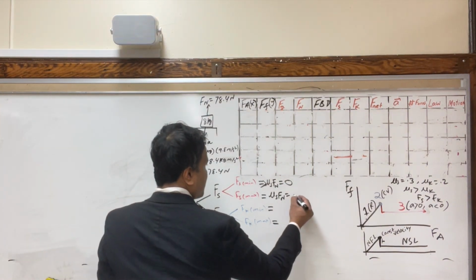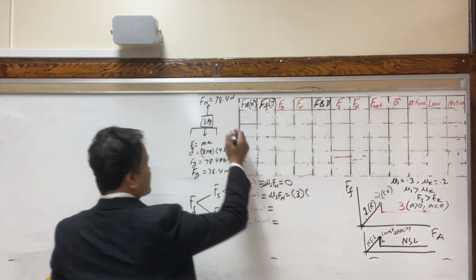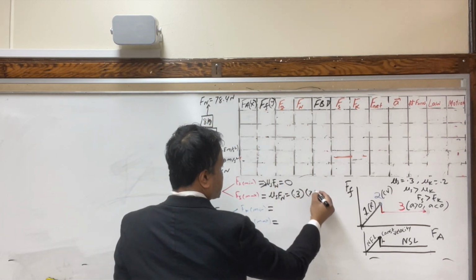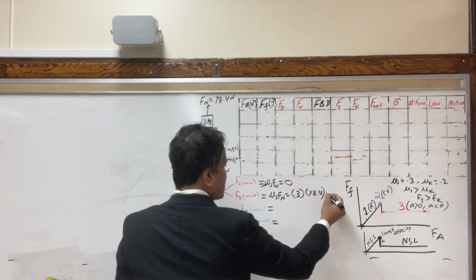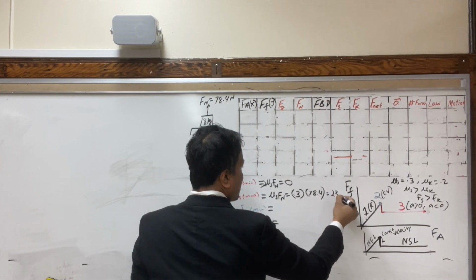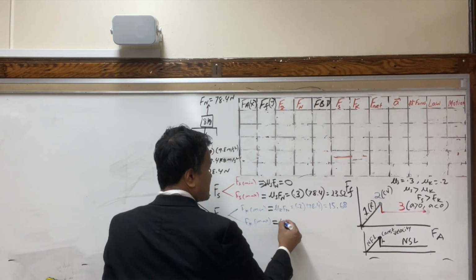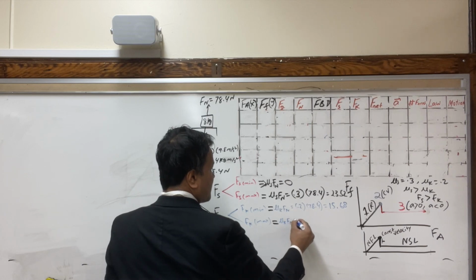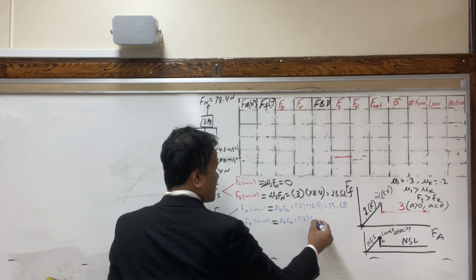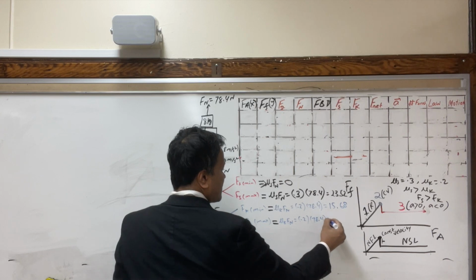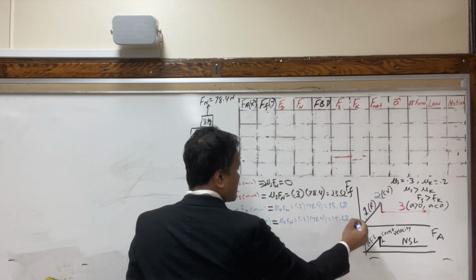Okay, so this is 0.3. Fn is 78.4. So this is 23.52. And this is also 15.68. Alright.